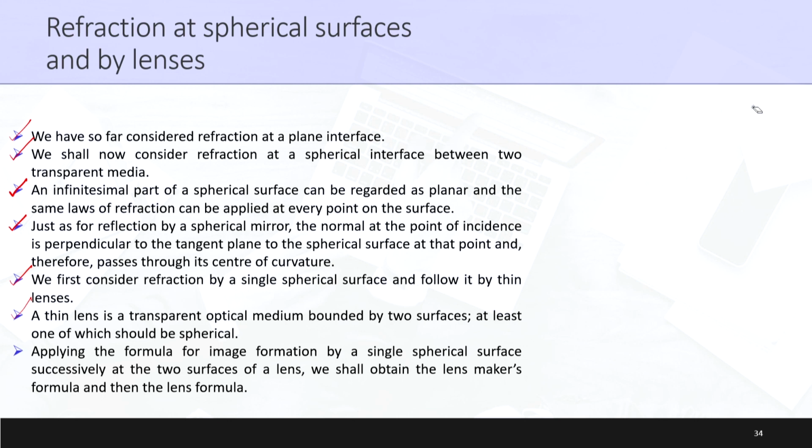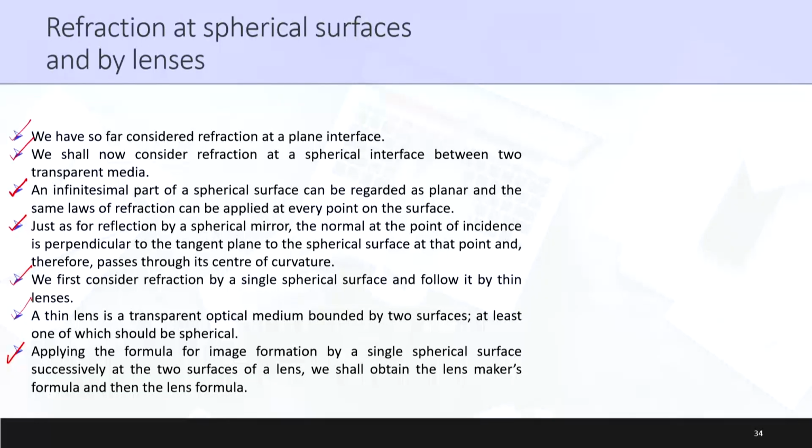Next, applying the formula for image formation by a single spherical surface successively at the two surfaces of a lens, we shall obtain what is called the lens maker's formula and then the lens formula. So, there is no complex formulation to be done. We first derive the complete concept for one spherical surface, and then using the virtual image formed by the first surface, we apply the equation to the second surface. Using these two, we can find the actual image formed by a single lens. So, basically two surfaces comprise a lens.